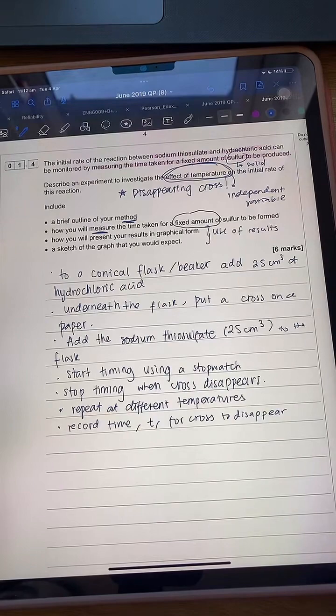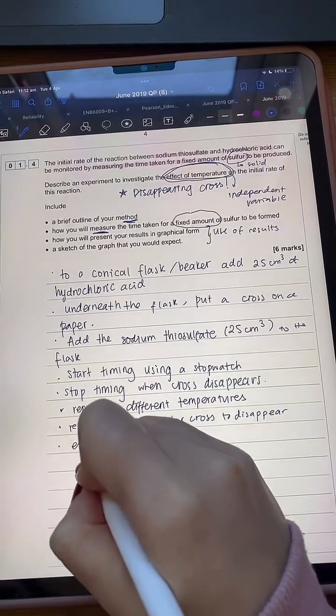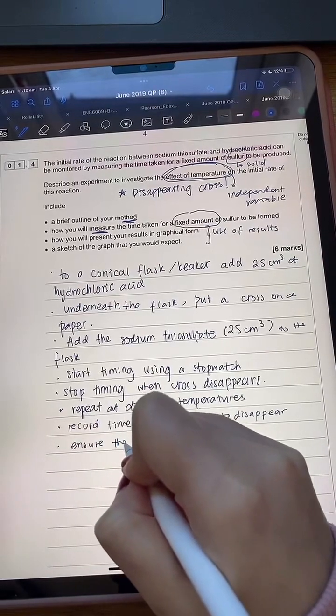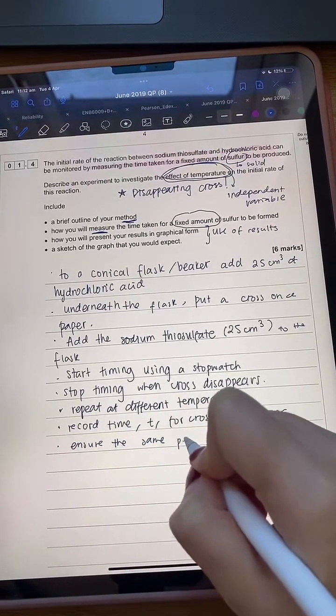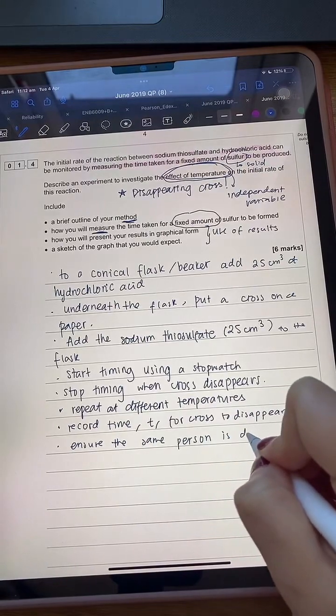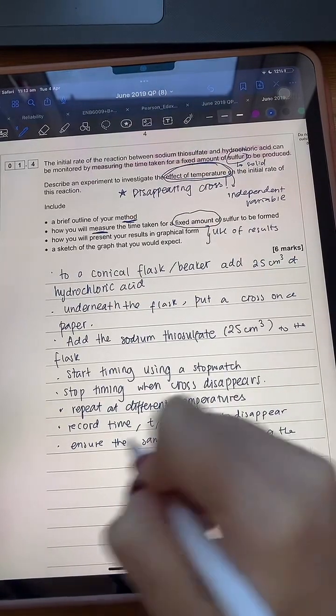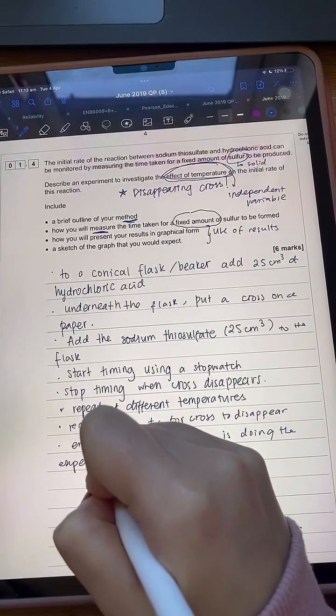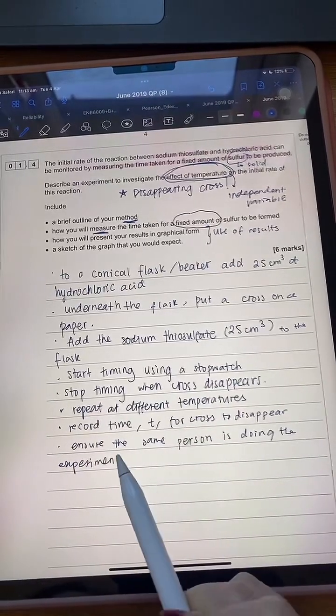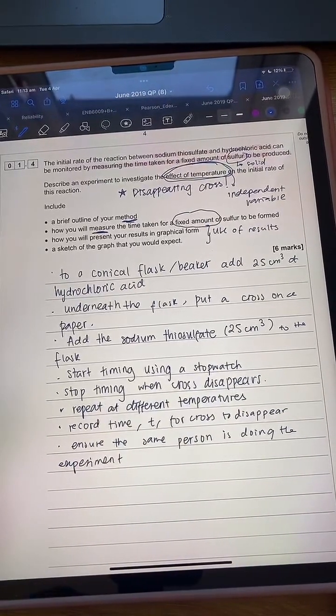Ensure the same person is doing the experiment. Why do you think I added that last one there? Why do we want to say ensure the same person is doing the experiment?